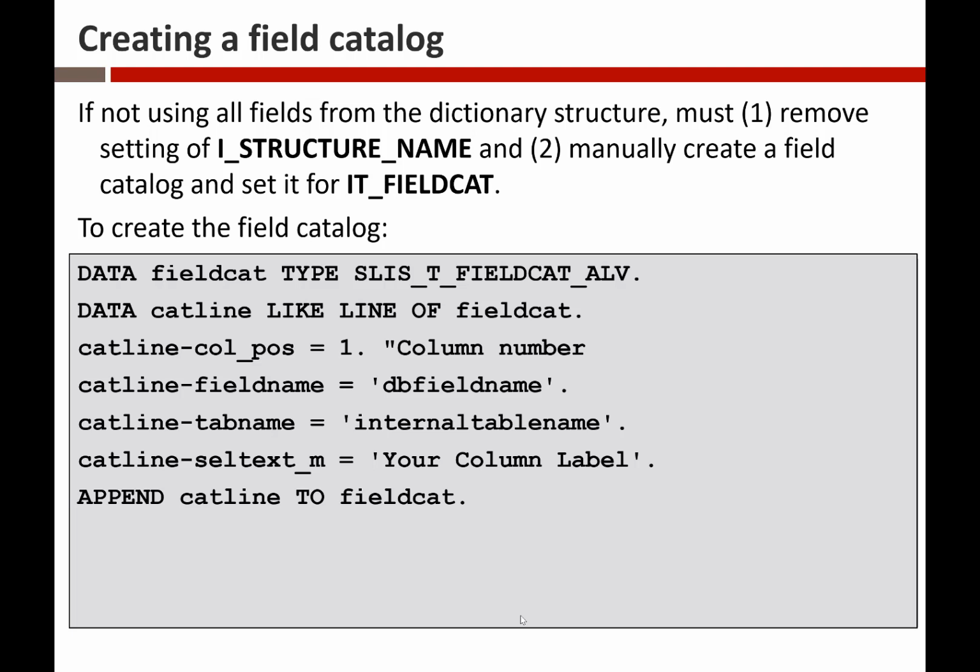So you're looking at probably close to 40 lines of code that you have to write just to create the field catalog. So like I said, it's kind of a pain in the neck, but once you have this, you create it and you assign that field catalog to IT_fieldcat.